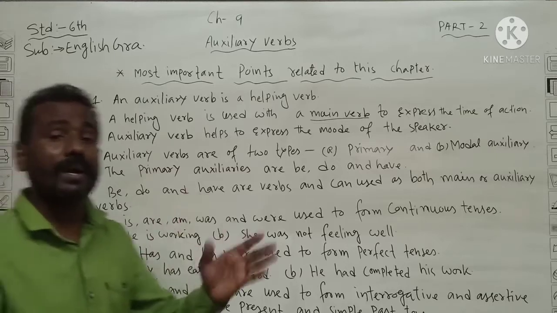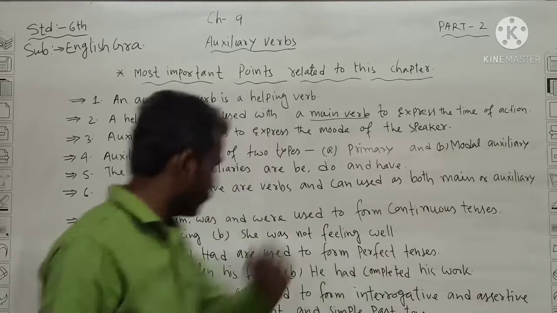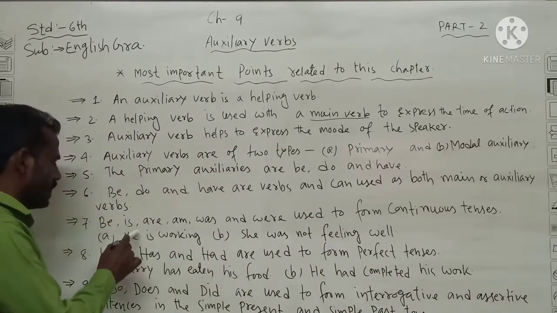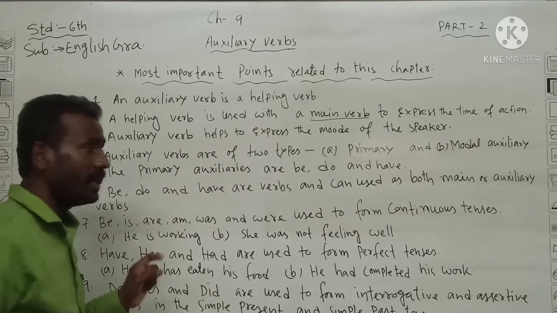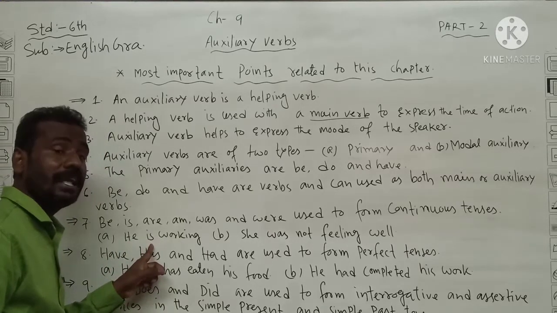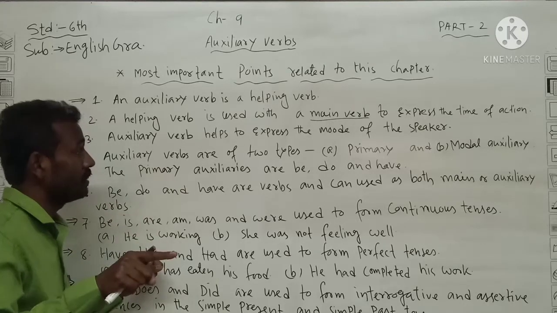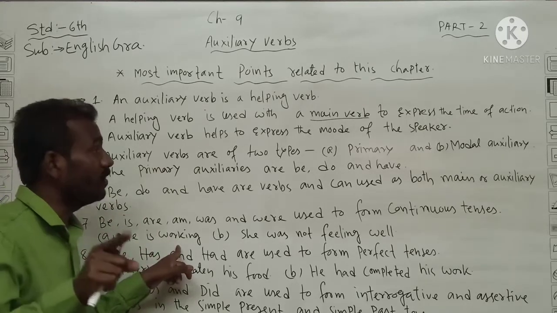वो काम कर रहा है. That means निरंतर continuous tense. Here one thing I am asking, he is what? He is the subject, and is what? It is the primary auxiliary verb, and working is the main verb.